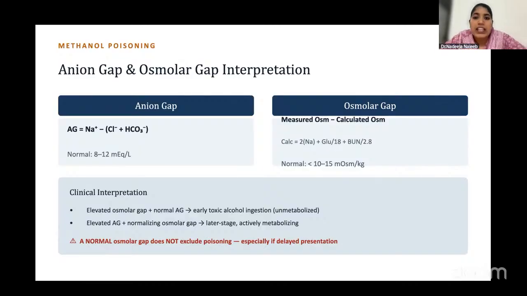A normal osmolar gap does not exclude poisoning, especially if the patient is having a delayed presentation. The osmolar gap would have closed because most of the methanol has converted into formic acid.